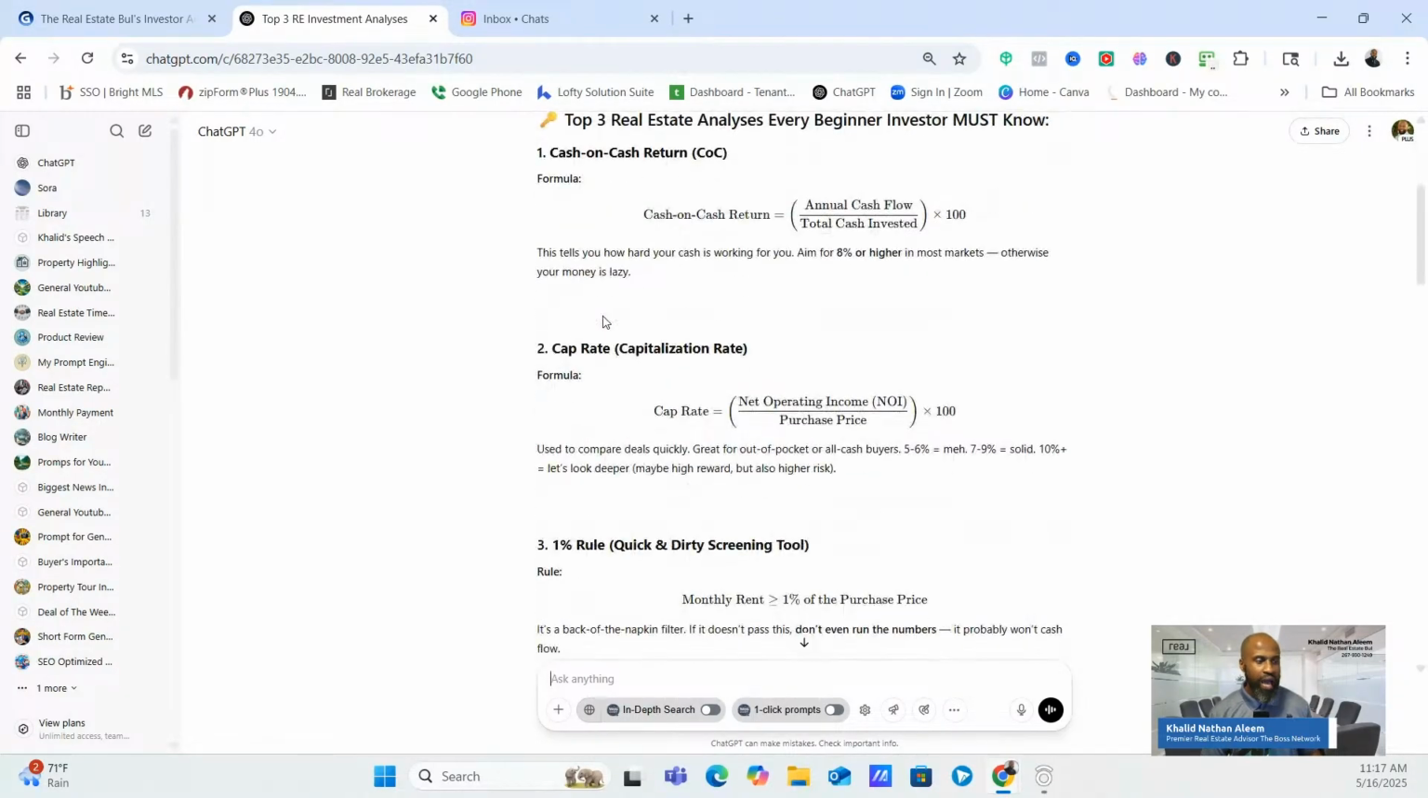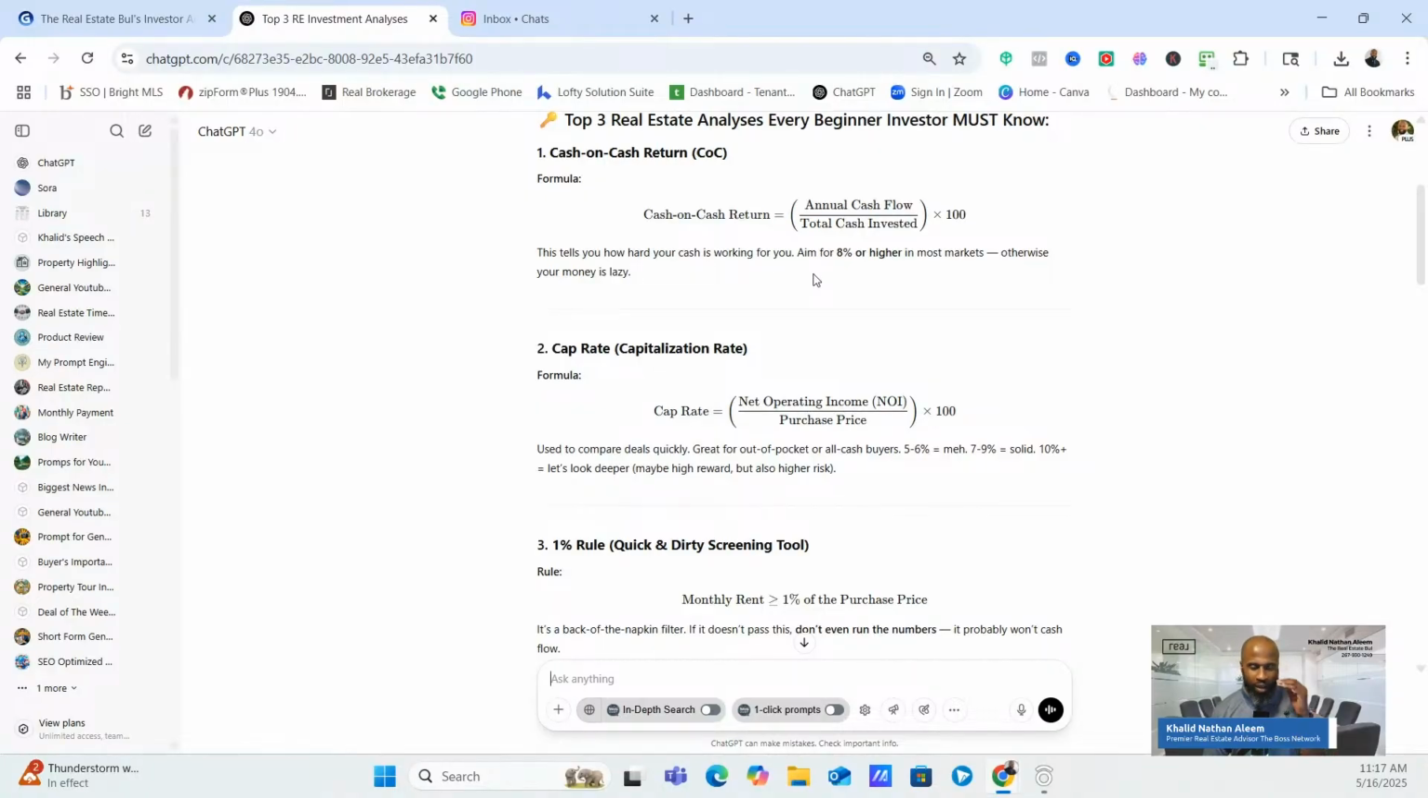So here are the top three real estate analysis formulas for beginner investors, ones that you must know. The first one is cash on cash return. This tells you how hard your money's working for you. So what is it? It's the annual cash flow. You add up your annual cash flow and divide it by the total cash invested, then multiply that by 100.